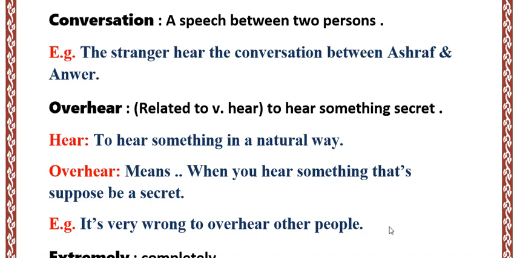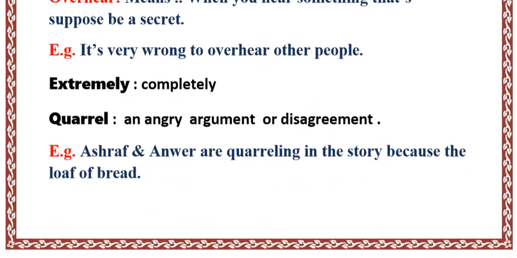Now, extremely means completely, maybe it means very. When I say something is extremely high, it's very high. When I say a person is extremely ridiculous, he is very ridiculous.